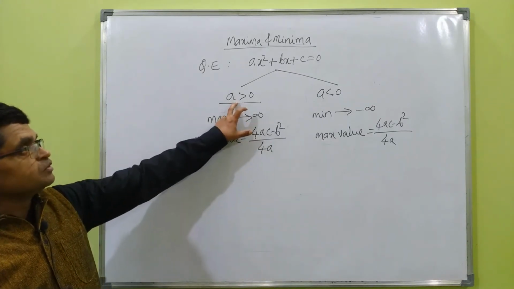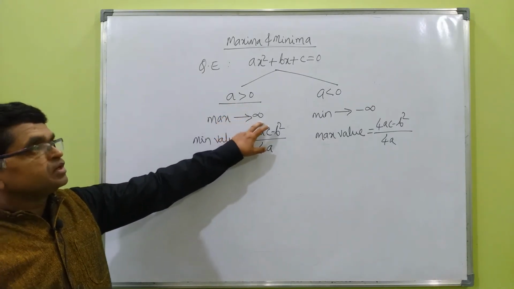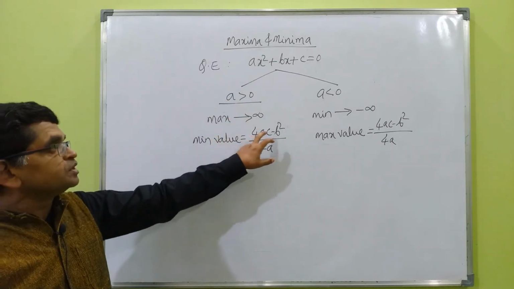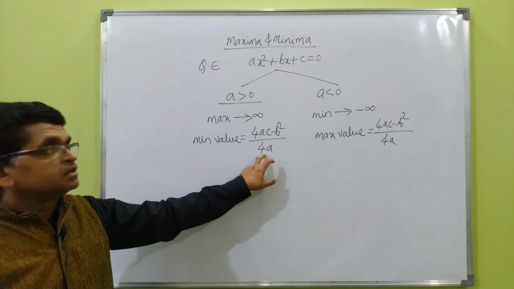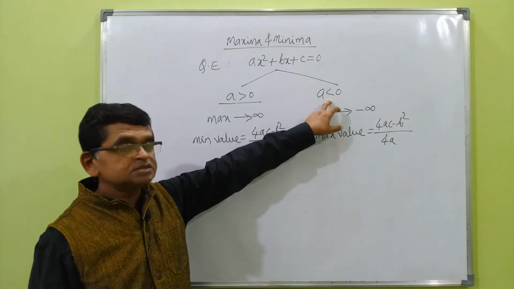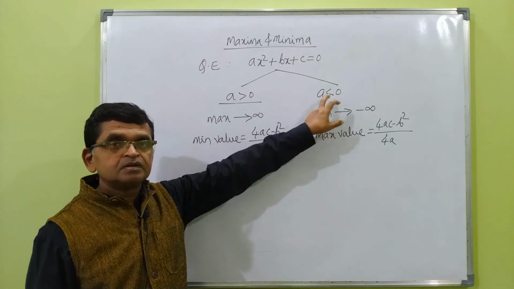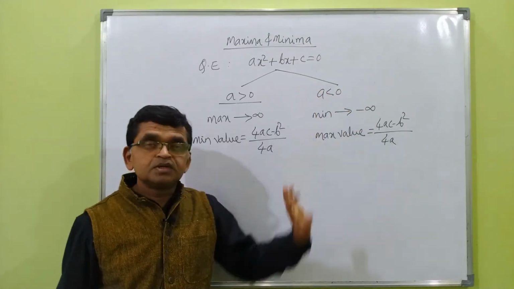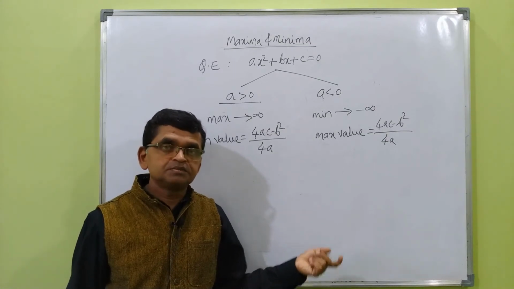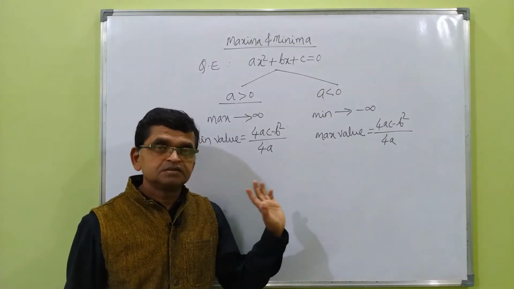If a is positive, its maximum value tends to infinity, and minimum value is given by 4ac minus b square by 4a in both the cases. If a is negative, minimum value tends to minus infinity and maximum value will be 4ac minus b square by 4a.